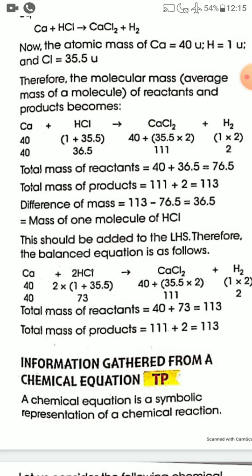So the total mass of reactants is 40 plus 73, that is 113, and the total mass of products is 111 plus 2, that is 113. So according to the balanced chemical equation, the total mass of reactants and the total mass of products are equal. Thus the chemical reaction is now balanced.